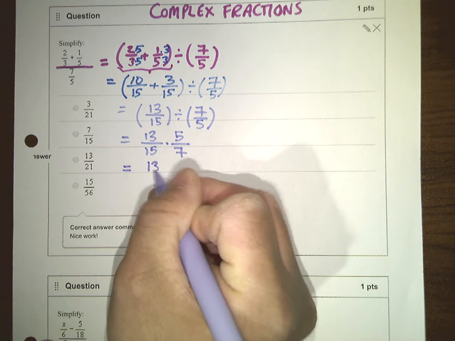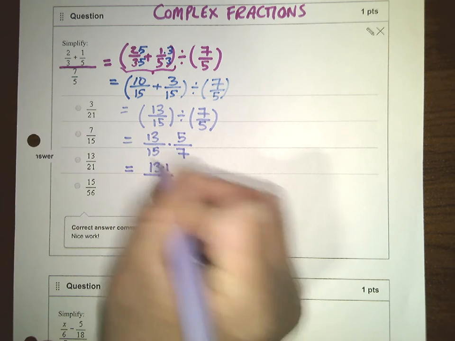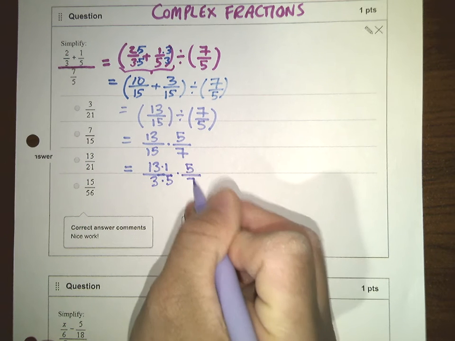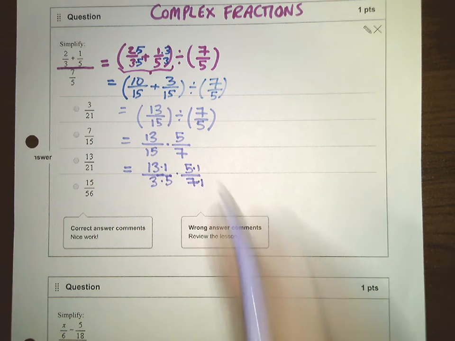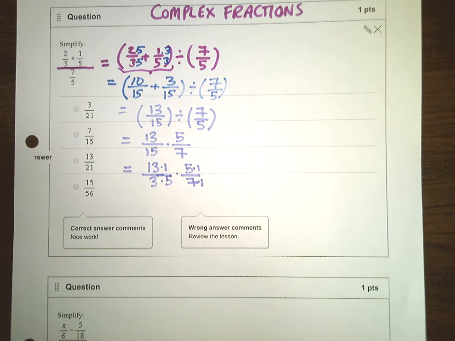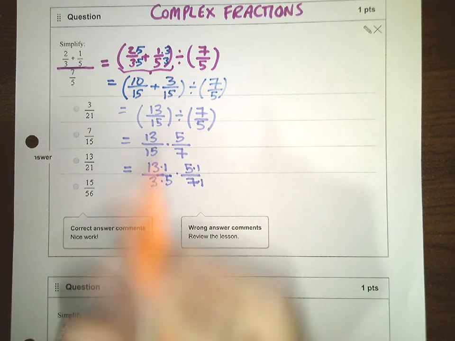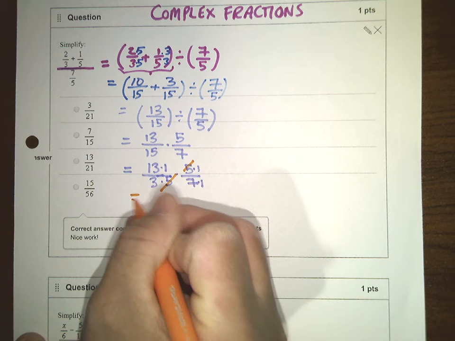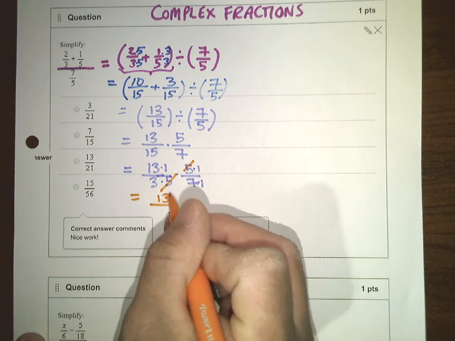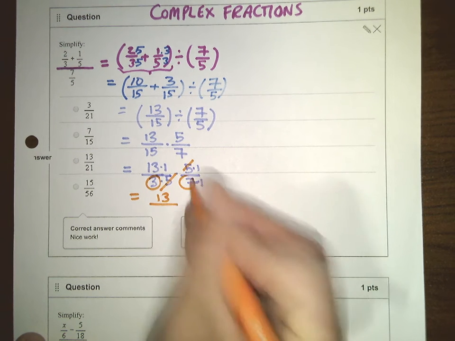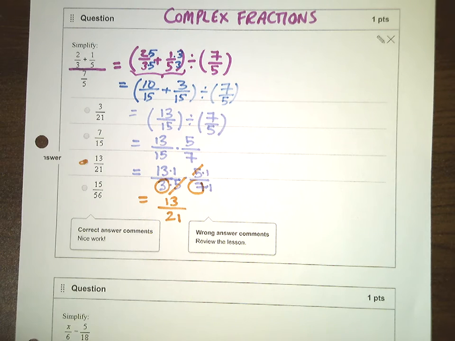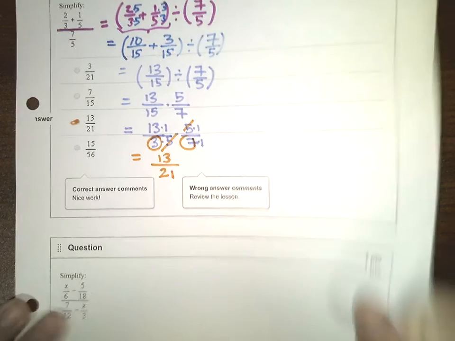So if I look at this, well, 13 is just 13 times 1, but 15 is actually 3 times 5. And then 5 is 5 times 1, and 7 is 7 times 1. All right, so then I can see that I can divide out a common factor of 5. So I have 13 in the numerator, and 3 times 7 is 21 in the denominator. So it's 13/21.